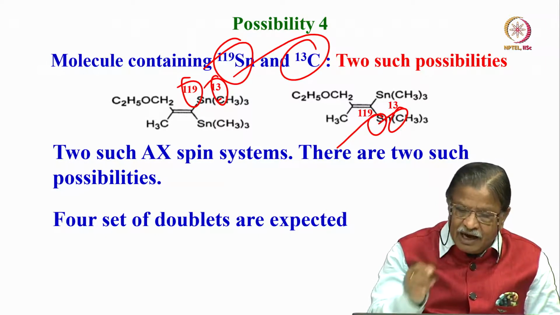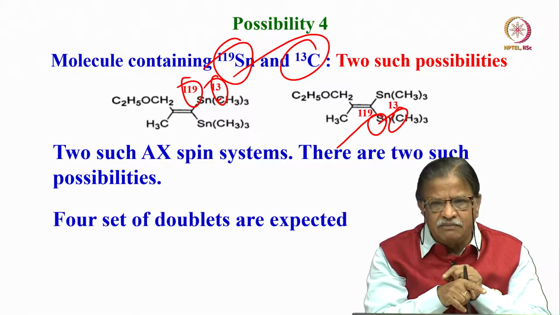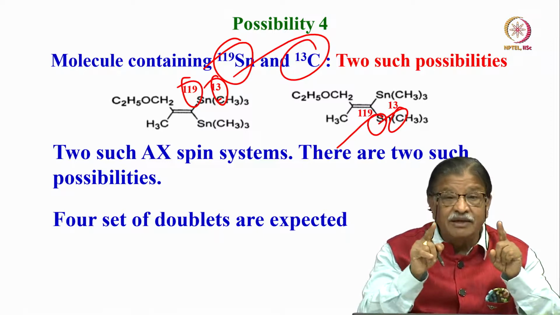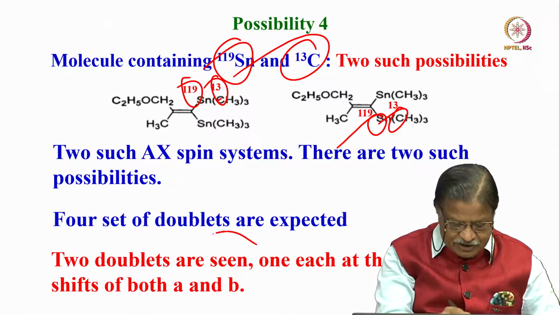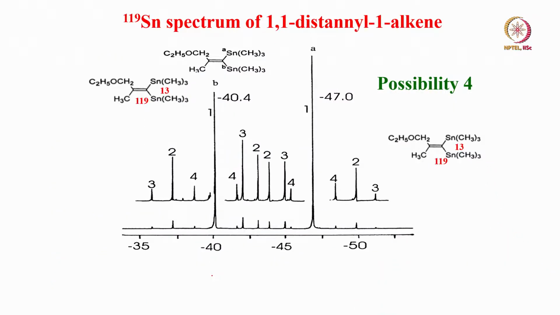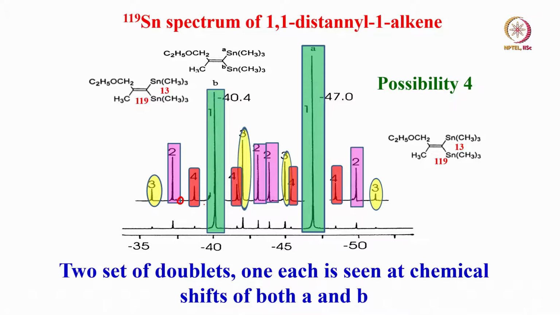But remember, of the 8 peaks, 4 peaks are seen in this 119 spectrum, and the remaining 4 peaks are seen in the carbon 13 spectrum. That is the difference. Okay. So 2 doublets are seen here at the chemical shift of A and B. And now we analyze this, this, and this, and now these 4 lines are analyzed. Fantastic. All peaks have been analyzed. None of them are repeated except these small cases which are not from this molecule. So 2 sets of doublets, one each, are seen at the chemical shift of A and B.